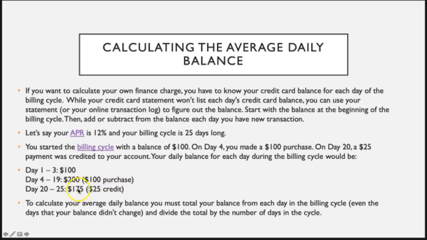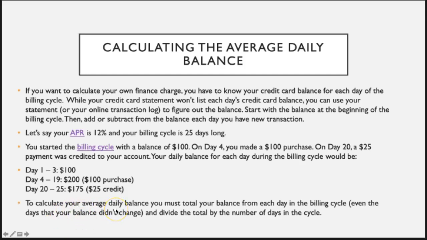So $100 was the beginning balance, $175 was the end balance. And then in the middle, there was a $200 balance. If you need to, write all of this out. Day 1, $100. Day 2, $100. Day 3, $100. Day 4, $200. Day 5, you do day 6, day 7, day 8, all the way up to day 25. And that would outline the balance for all 25 days in the billing cycle.